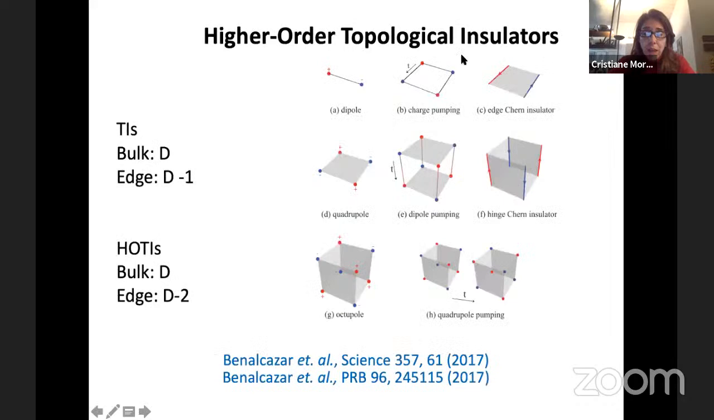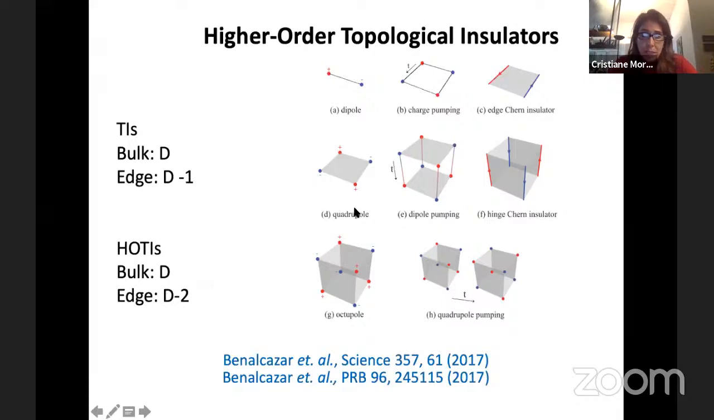So just to recall, I think you have been learning what higher order topological insulators are. These are the HOTIs. The usual topological insulators have a bulk in D dimensions, and they will show topological properties at the edge that has dimension D-1. On the other hand, these higher order topological insulators have a bulk in D dimensions, and they will show topological properties that appear in dimensions smaller than D-1, at least D-2.